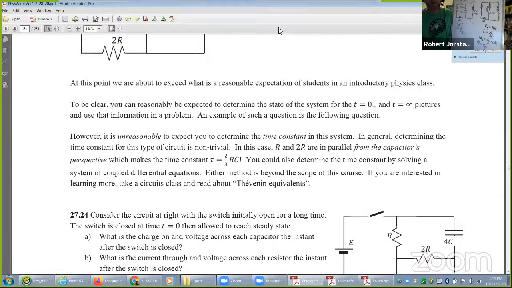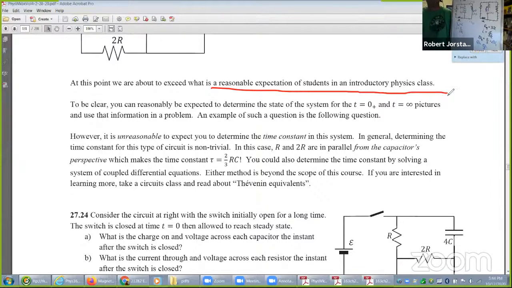We're about to exceed what is a reasonable expectation for students in this class. Nothing that we did right then is impossible. You should be able to do everything that we just did, the 0 plus and the 0 minus. I claim it is unreasonable for you to figure out the time constant in this system.